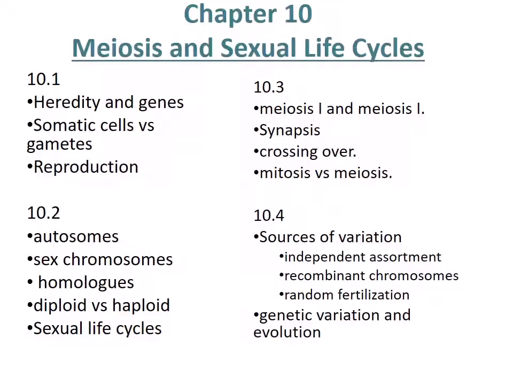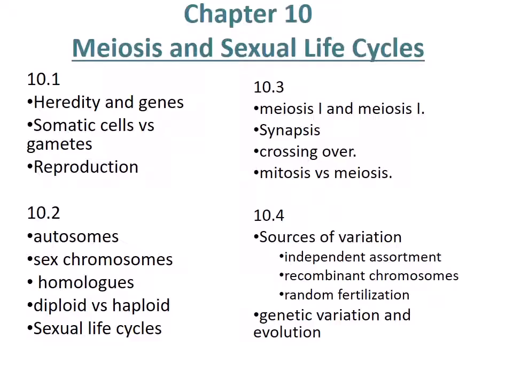Then we went over the stages of meiosis, so prophase 1, metaphase 1, anaphase 1, telophase 1, and then prophase 2, metaphase 2, anaphase 2, telophase 2, cytokinesis. We talked about some special events in meiosis, so synapsis of homologous chromosomes, crossing over of non-sister chromatids, and then we compared mitosis and meiosis.